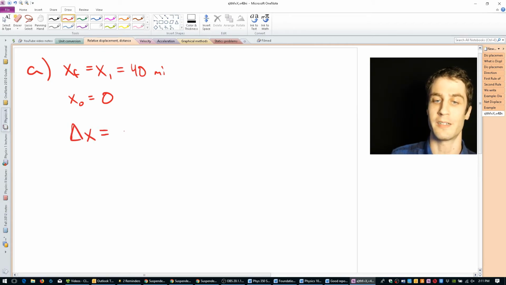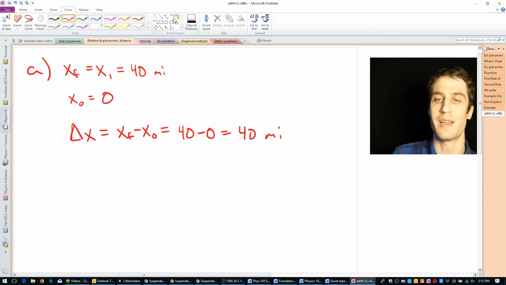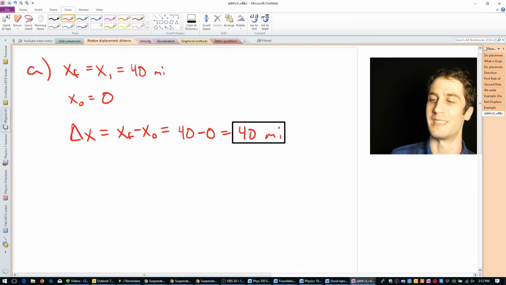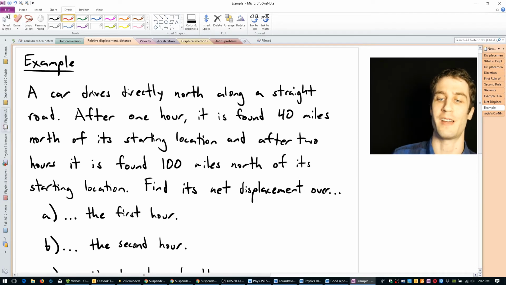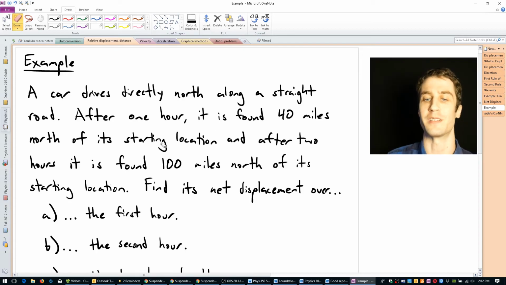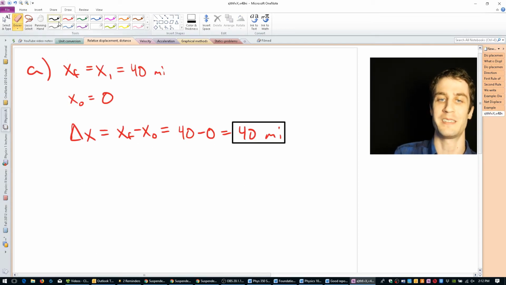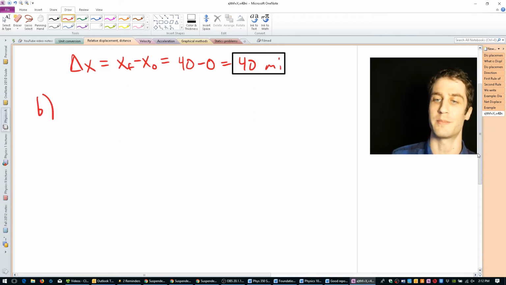Delta x is therefore x final minus x initial, and that's equal to 40 minus 0. And that's 40 miles. Well, that was practically given to you in the problem statement. The problem statement said that after 1 hour, it was found 40 miles north of its starting location. And so there's your net displacement over that first hour. Let's do part B. Find the displacement over the second hour.